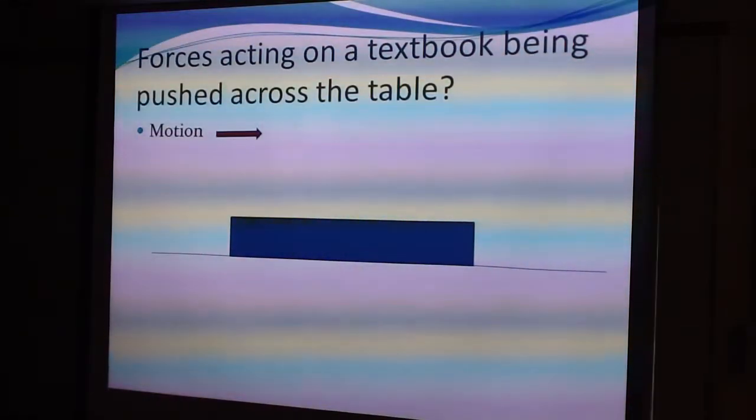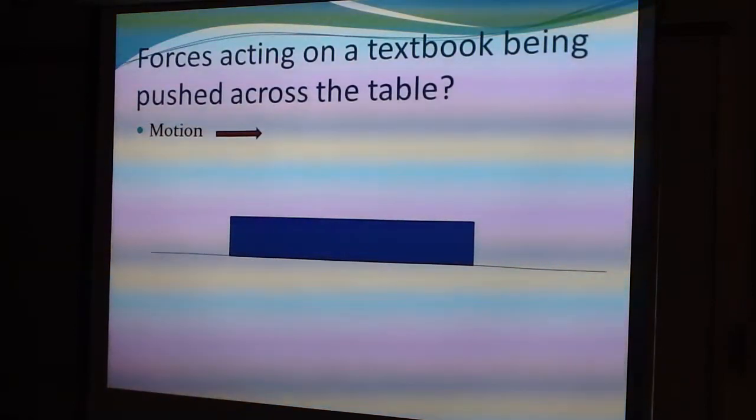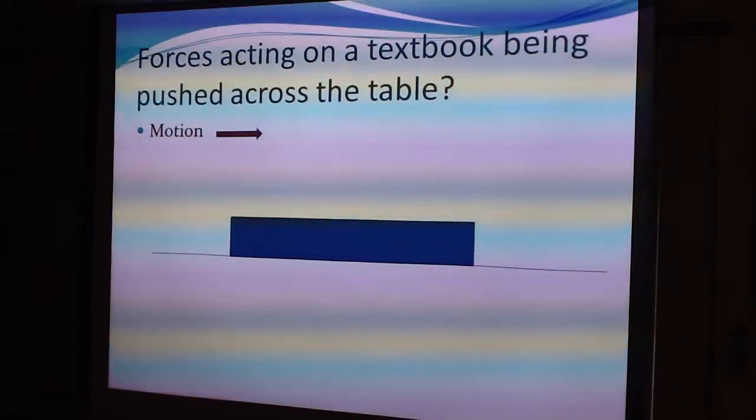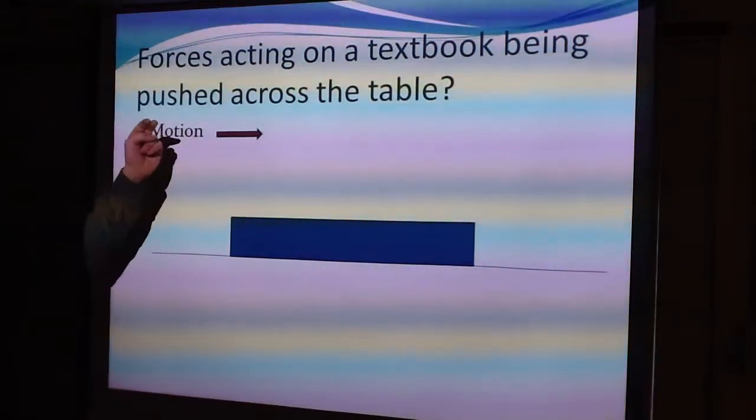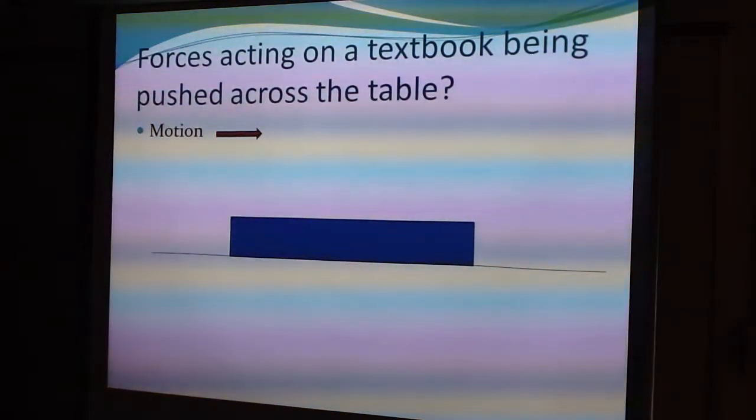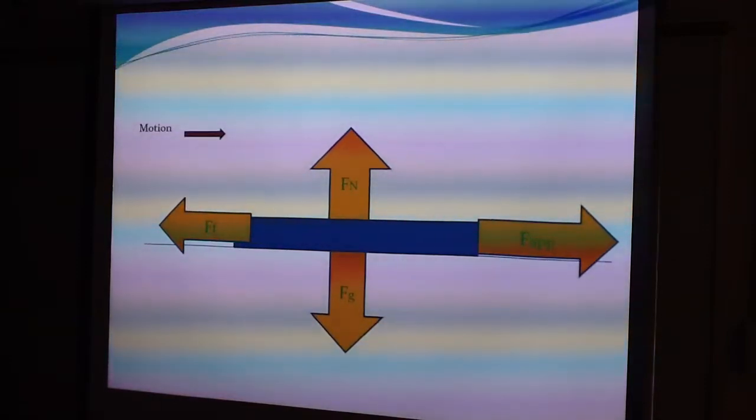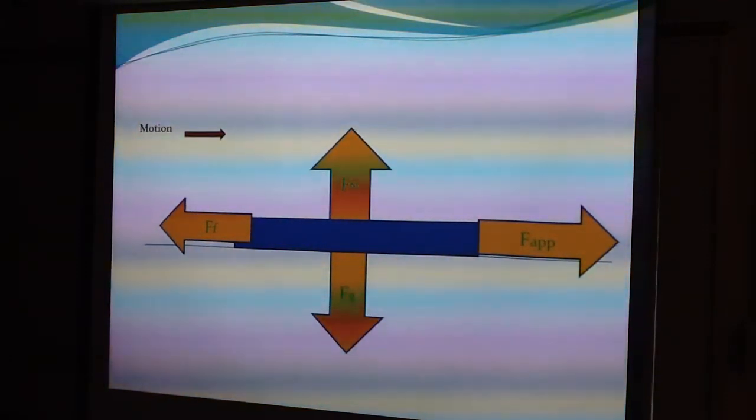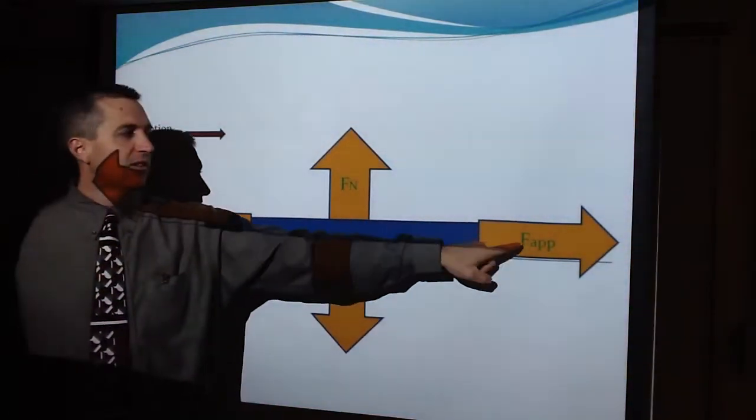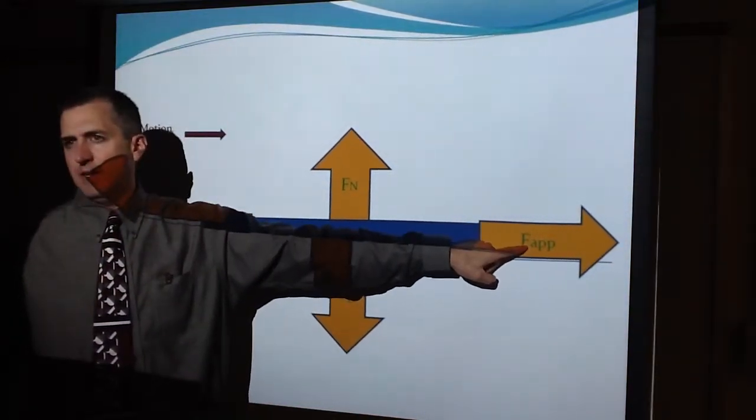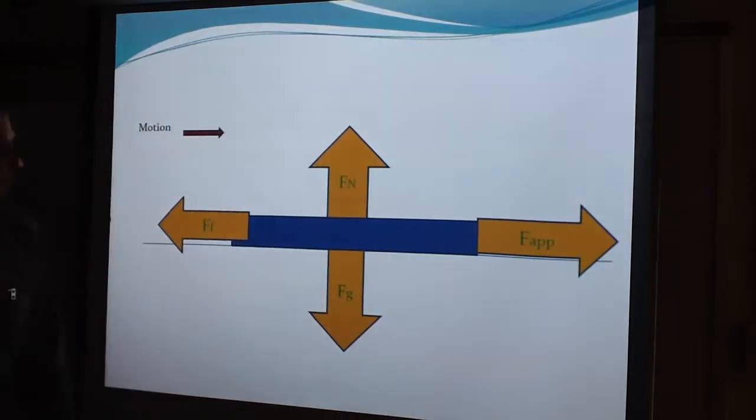Now, let's look at a situation where you have a textbook, like I said earlier, that's being pushed across the table. That blue blob is supposed to represent a textbook. The blue blob, the textbook, is going to be moving to the right. So if I were to draw my force arrows on there, I would say that I'm pushing it to the right, so there's an applied force, APP, applied force that way.